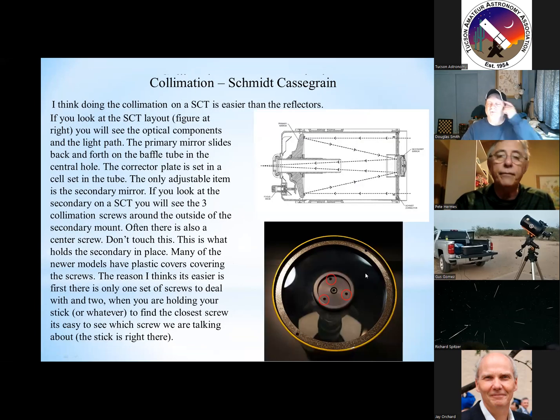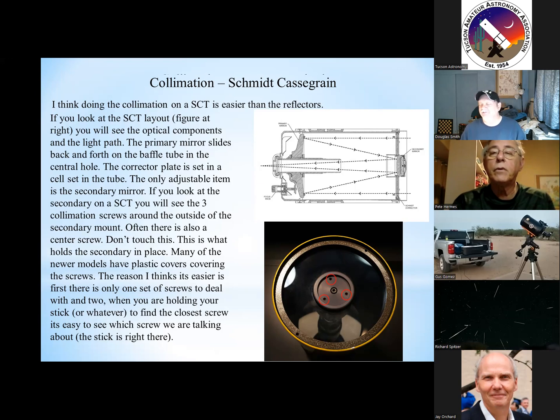Okay, so Schmidt-Cassegrains, I actually think, are the easiest telescopes to collimate, even though it's a very complex telescope. If you look at the picture, there's the general light path, and the primary mirror slides back and forth on the baffle tube there in the middle, and there's a corrector plate, and the only thing you can adjust is the secondary mirror.